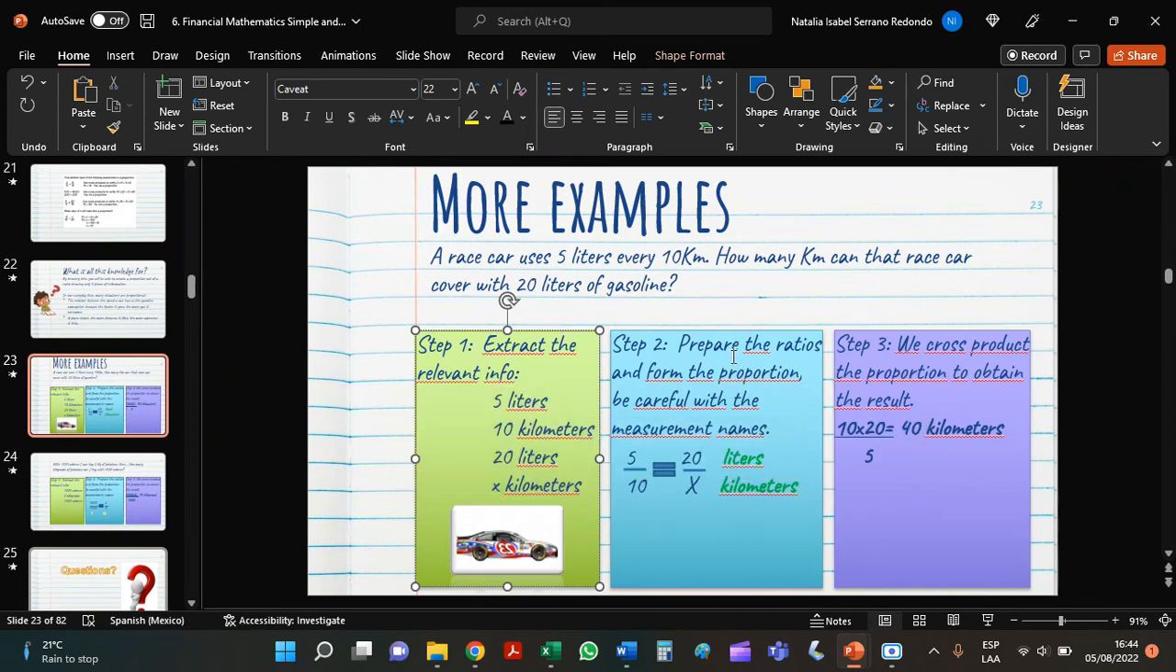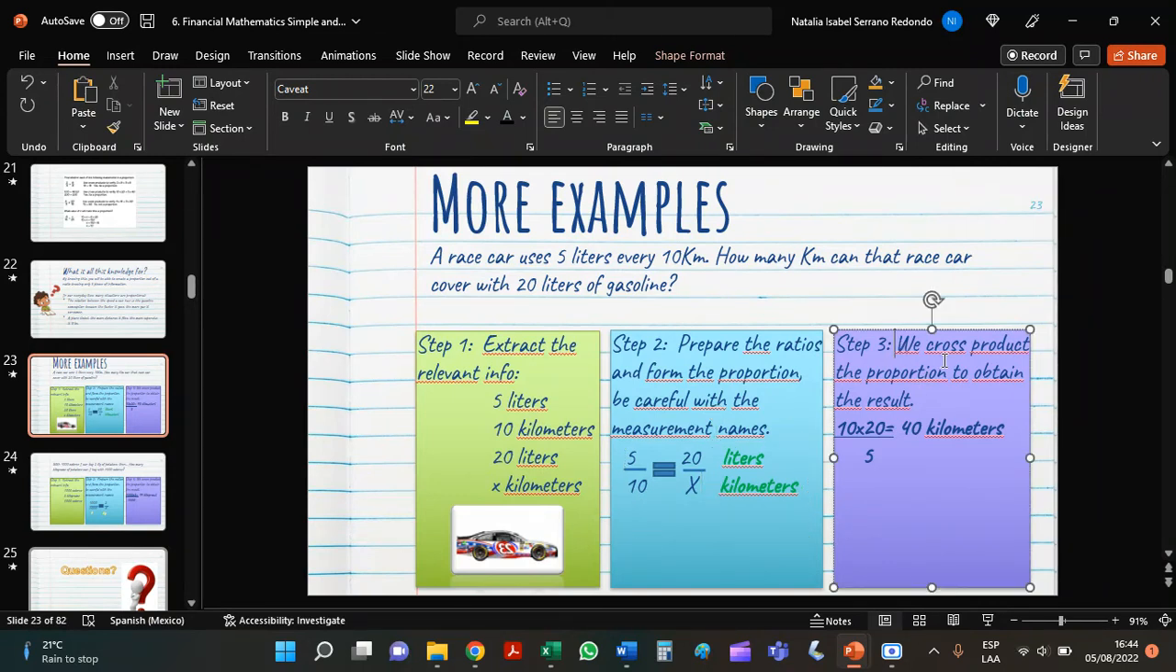Now, step 2 is to prepare the ratios and form the proportion. Now, be careful with the measurement names. Okay? 5 liters runs 10 kilometers. Now, with 20 liters, how many kilometers will I get? Liters, liters, kilometers, kilometers. You have to be very careful when placing those numbers, all right?